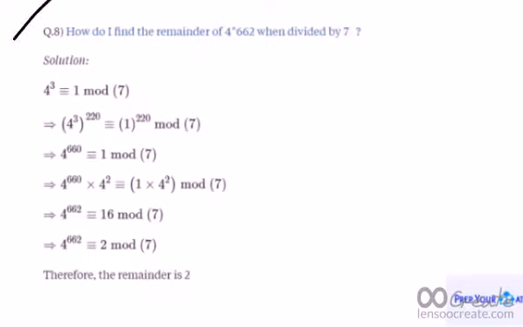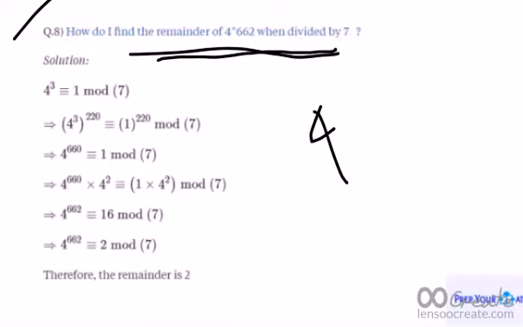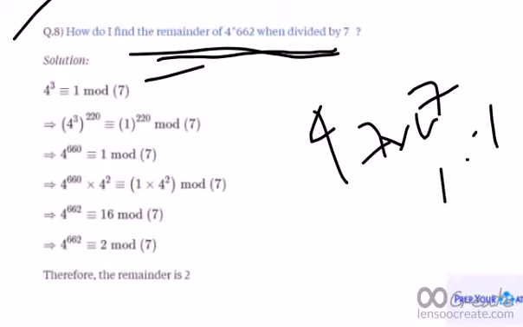Eighth question. How do I find the remainder when 4 raised to 662 is divided by 7? As earlier discussed, we go on writing the multiples of 7: 7, 14, 21, 28, 35, 42, 49. After 49, what will you get? 56. Then we get 63, but we have 4 cube as 64.